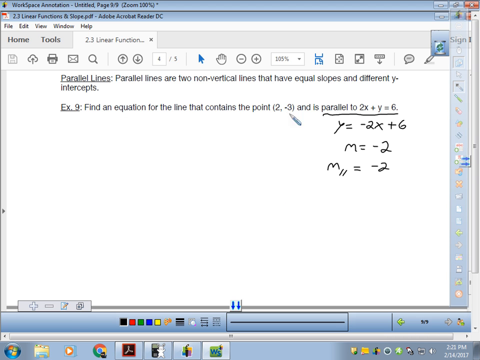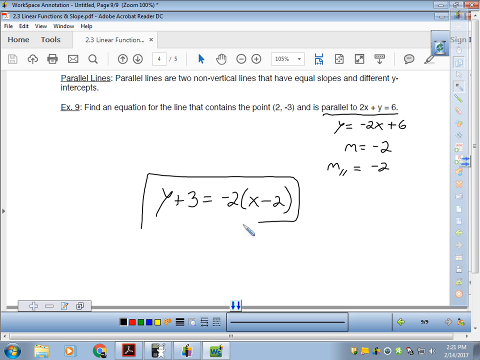So then we're going to take the point they gave us and the slope that we have, and we're going to write our equation. y + 3 = -2(x - 2). And so there's the equation of our line. Now they didn't ask us for any specific form, so we can actually just leave it here in point slope and not have to simplify it.